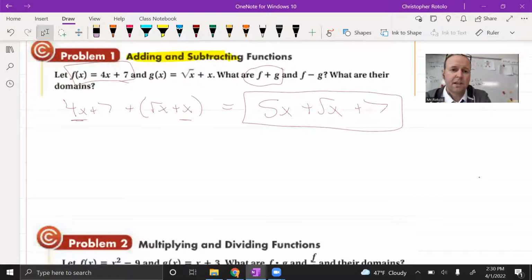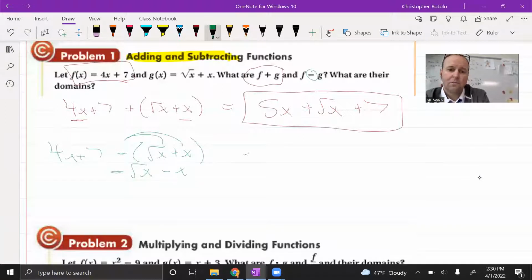All right, we try the same thing. I notice it's going to be the same order. Everything's going to happen except for now I have a minus sign. So this 4x plus 7 minus, big deal now, square root of x plus x, because this means minus the square root of x and distribute minus x, which means 4x minus an x is 3x. I have minus the square root of x and I have plus 7.